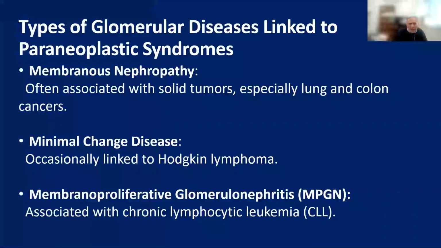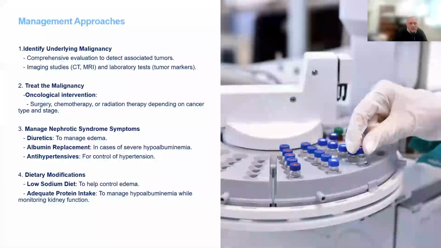And so in general, we can say that the types of glomerular diseases linked to paraneoplastic syndromes could be membranous nephropathy, which we see sometimes, often linked to solid tumors, especially lung and colon cancers, but it can also be things like thymoma, for example; minimal change disease that we see occasionally linked to Hodgkin's lymphoma; and MPGN usually associated with things like CLL. And what do we do for these patients?